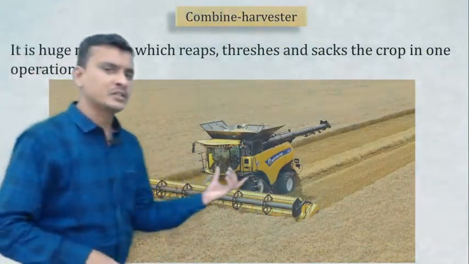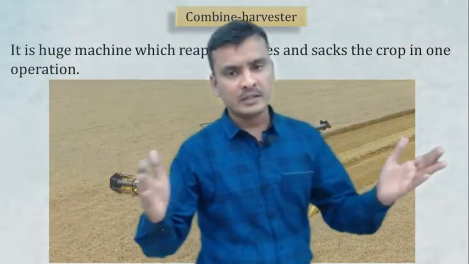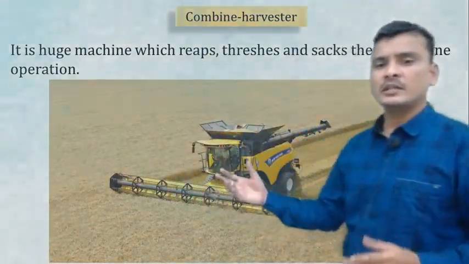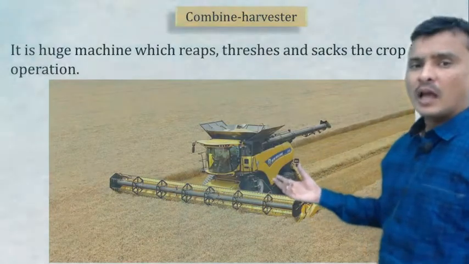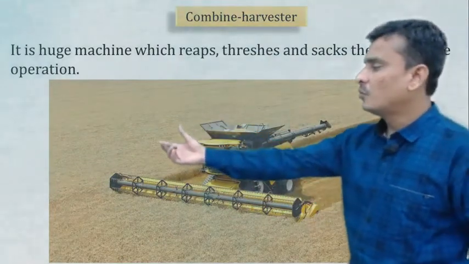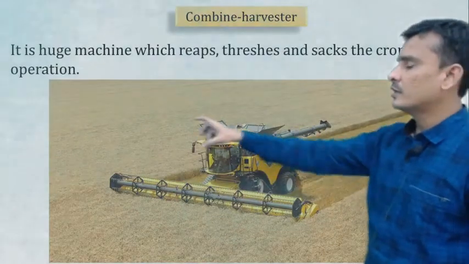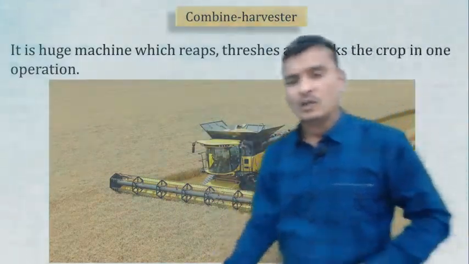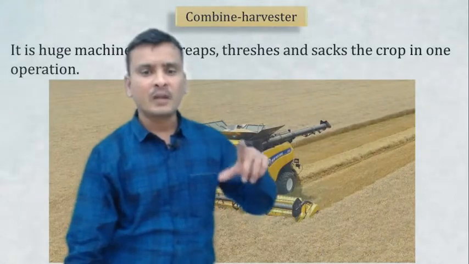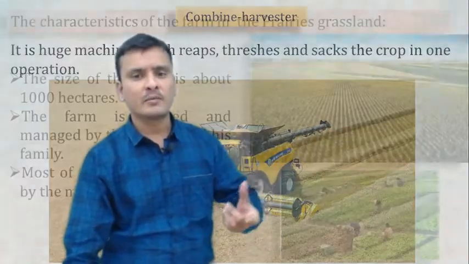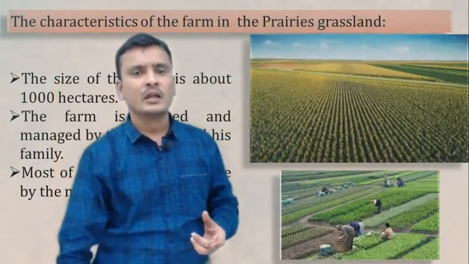You can see in the picture how the land is very big and this machine is also very big, and we can see here how the combined harvester is used in that land. Many farmers possess or have such a type of combined harvester there.